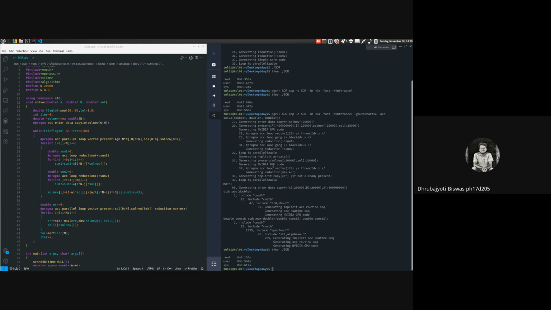Maybe then I'll have to see why CPU parallelization in this case is faster. One reason could be that in these loops we have to do a lot of reductions. Maybe we can get rid of this loop and check that.